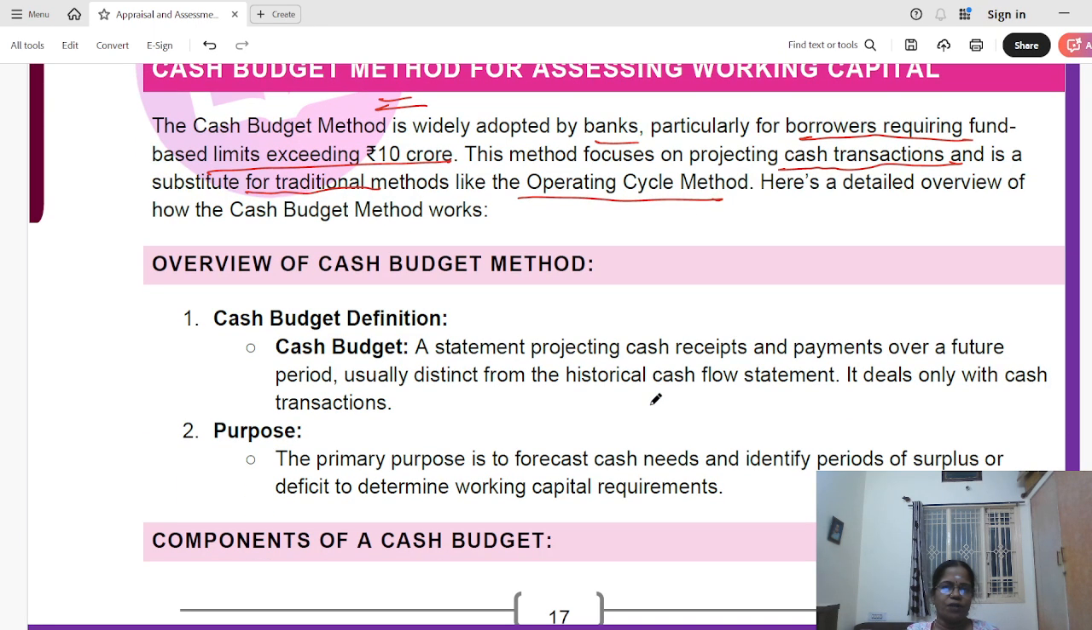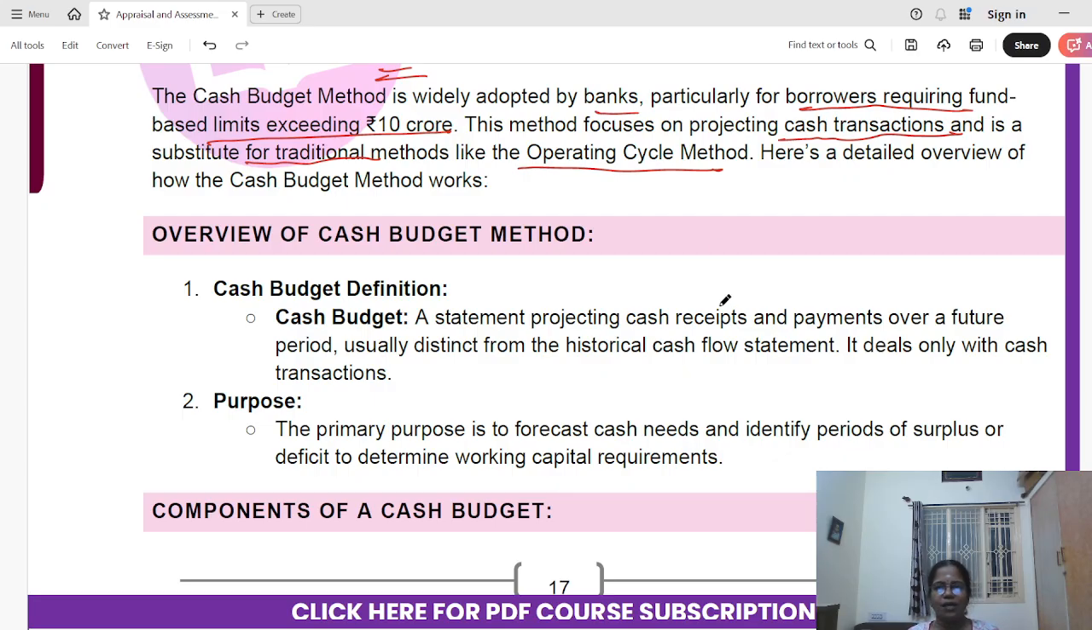So cash budget definition: a statement of projecting cash receipt as well as cash payment for a future period. Future period la அவங்களுக்கு என்ன மாதிரி cash receipt இருக்கும், payment இருக்கும். Usually distinct from the historical cash flow statement. Cash flow statement க்கும் இந்த cash budget அப்படிங்கிறது differ from the historical cash flow statement. They have to consider inflow as well as the outflow of the cash, which is called the receipt and the payment. It deals only with the cash transactions.